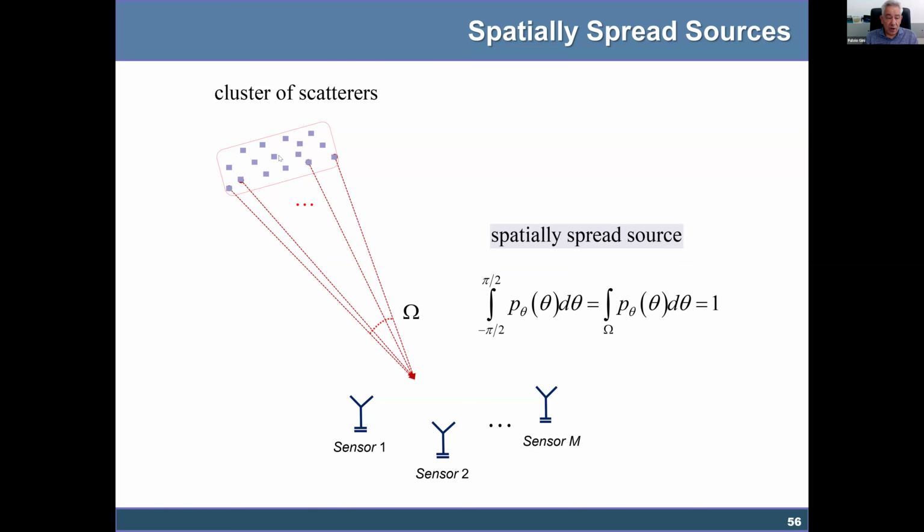Clearly, if you have a point-like target and the direction of arrival is theta 0, P of theta is what? Is a Dirac delta function of theta minus theta 0, obviously. So the point-like target case is a particular case of this representation when this distribution is a Dirac delta function centered at the unique angle of arrival of the signal.